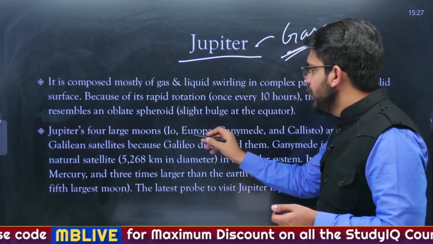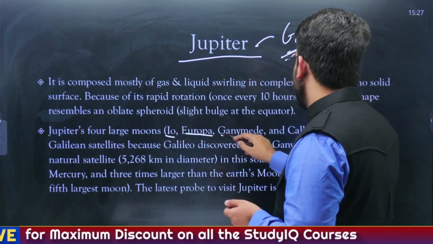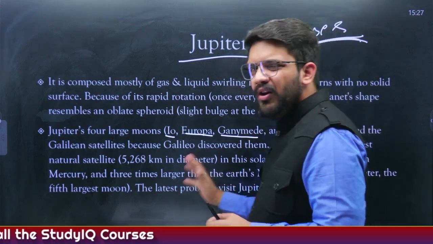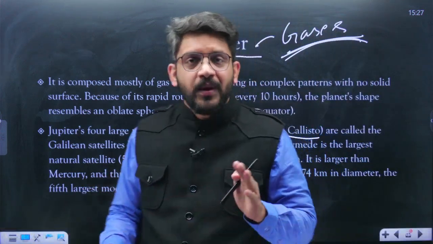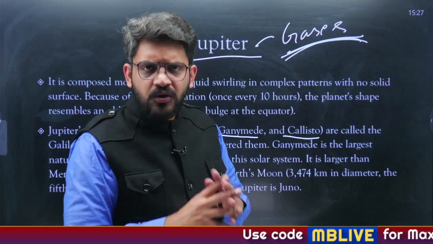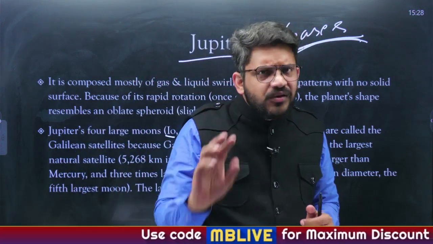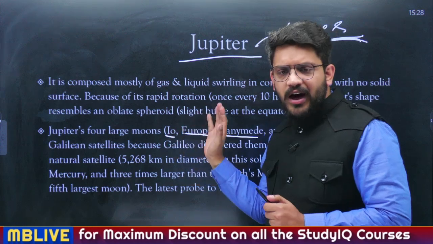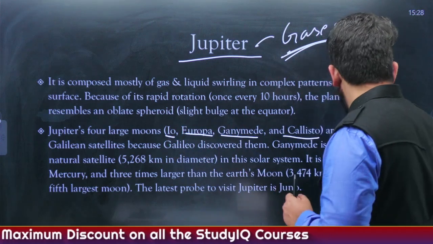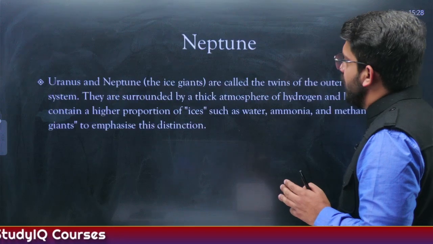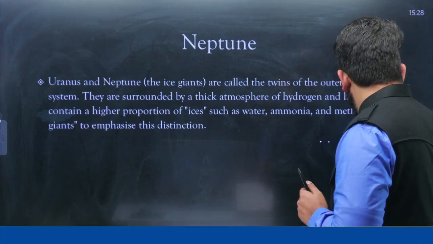Jupiter is the largest planet, and it has 4 moons, that is Io, Europa, Ganymede and Callisto. Do not try to remember all these kinds of facts, because you will be unable to remember them in your examination. Just forget them, and only consider that Jupiter is the biggest planet of our solar system. Similarly, this is Saturn, this is Uranus, and this is Neptune.